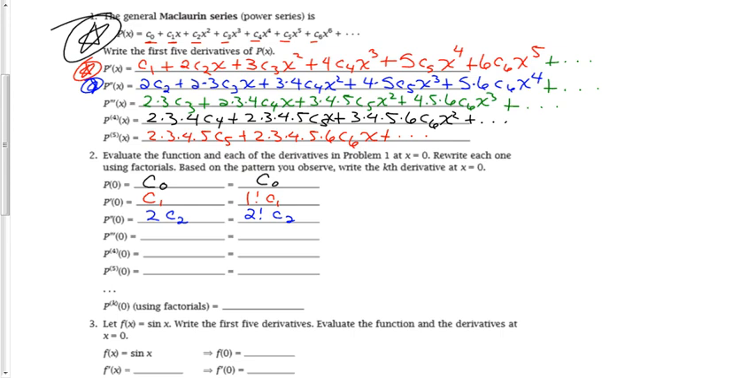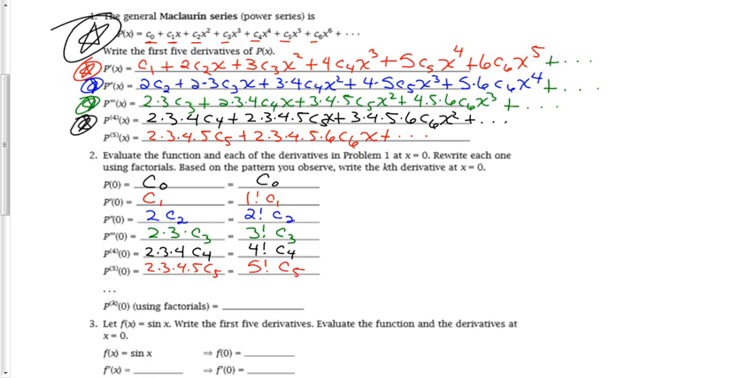The next one, I'm in green now. I plug in 0 for x, and I get 2 times 3 times c3, and that is 3 factorial. So again, 3 factorial would be 3 times 2 times 1. And of course, we're not writing the times 1, but it really is there. Next one, I'm moving on to the black derivative, the fourth derivative. So that's going to be 2 times 3 times 4 c4, which is 4 factorial times c4. And then my fifth derivative, which again is in red, is 2 times 3 times 4 times 5 c5, which is 5 factorial c5.